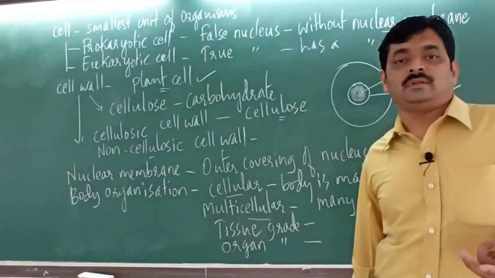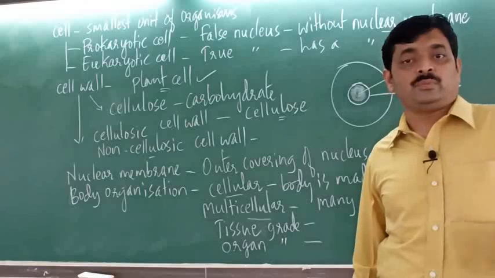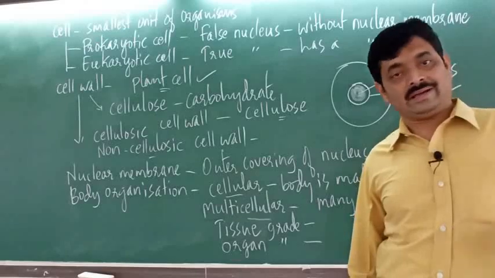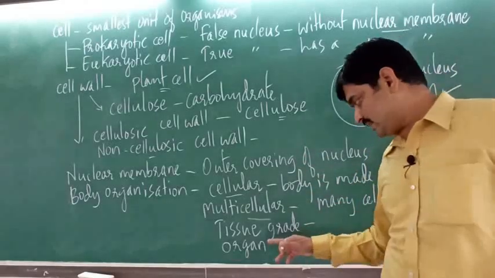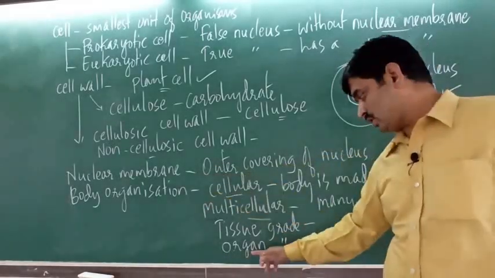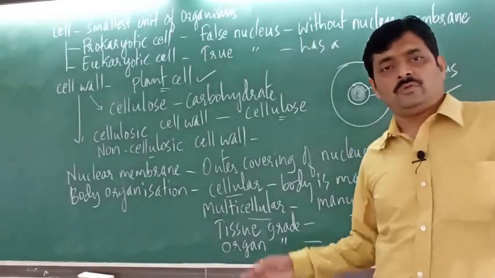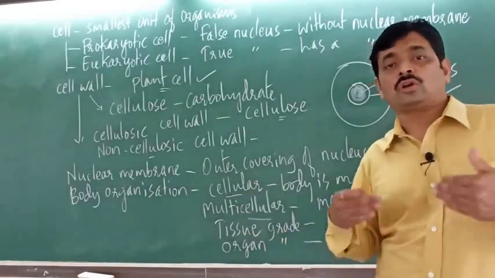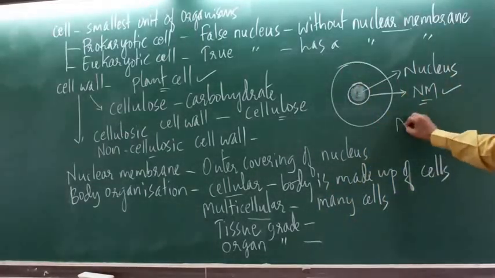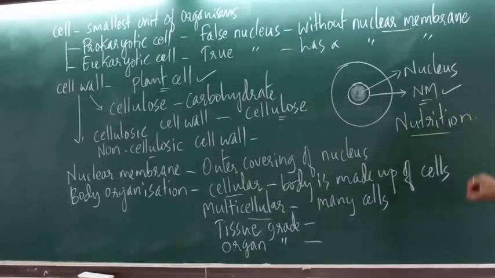One common example is lungs, right? Lungs are organs in our body. Then there is brain, right? Brain is one organ. Then there are kidneys, our heart. All these are known as organs. So when organs are present, the body organization is called organ grade body organization. Then similarly organ system. When you find different organ systems, it is called organ system grade of body organization. The next we shall consider nutrition.